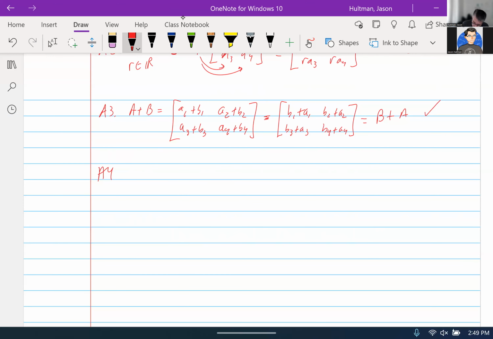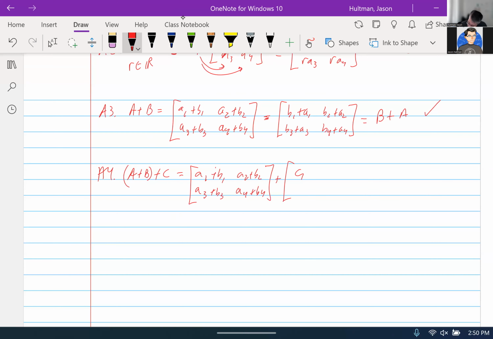Okay, moving on to A4. Is A plus B plus C, if I add these in a different order, am I going to get the same result? Is that going to be the same as A plus, in parentheses, B plus C? A plus B, we saw, was A1 plus B1, A2 plus B2, A3 plus B3, and A4 plus B4.